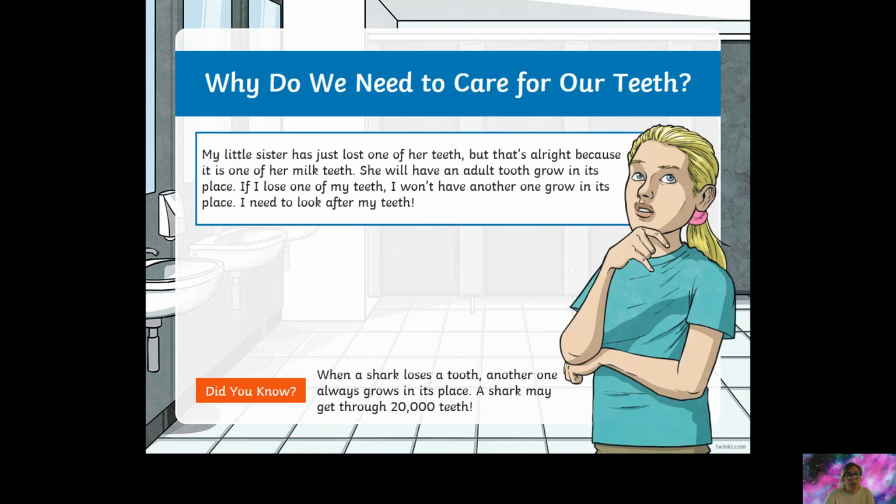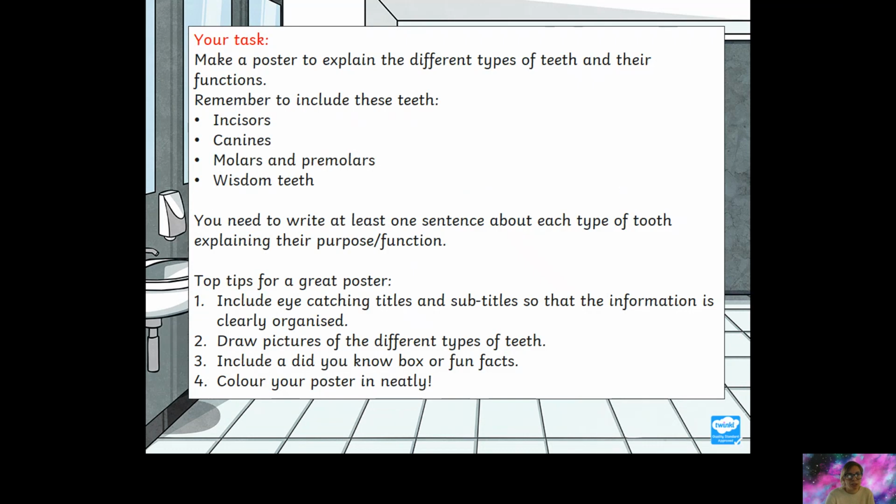Okay, so my little sister has just lost one of her teeth, it says, but that's all right because it's one of her milk teeth. She'll have an adult tooth in its place. If I lose one of my teeth as an adult, I won't have another one grow in its place. So I need to look after my teeth. So when you're grown-ups and you've got your adult teeth, it's even more important that you look after them.